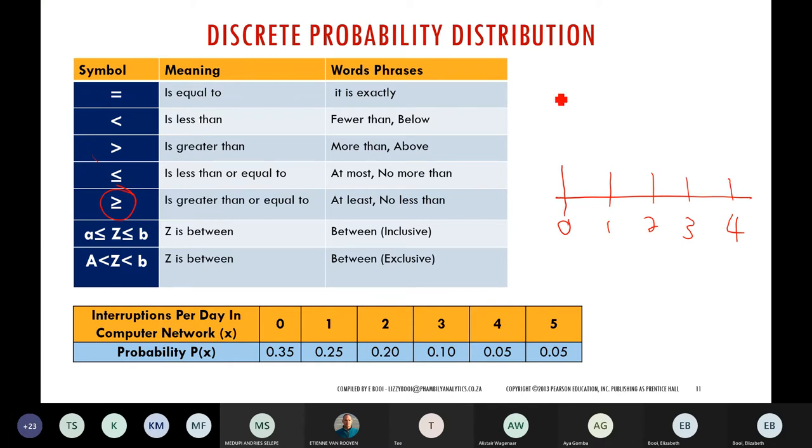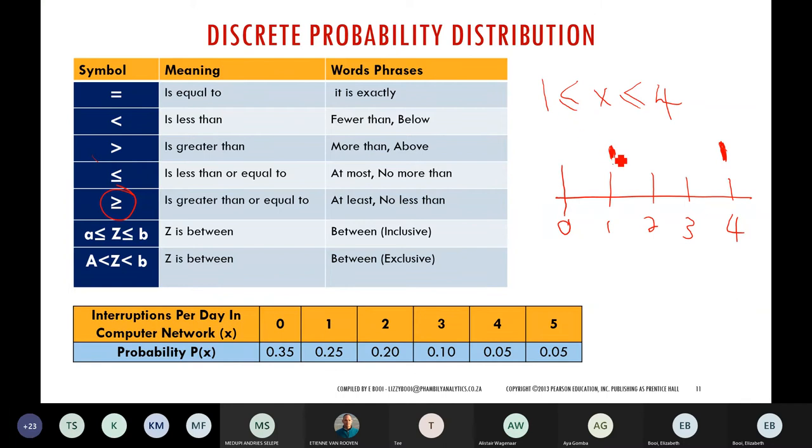So let's say my value of x is between 1 and 4. We say it is inclusive because when it's inclusive, it will have an equality sign to it. So what does that mean? It means 1 is less than or equal to x, but x is less than or equal to 4. Therefore, x is greater than or equal to 1, but less than or equal to 4.